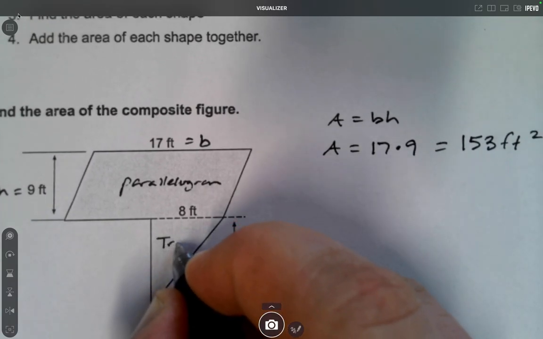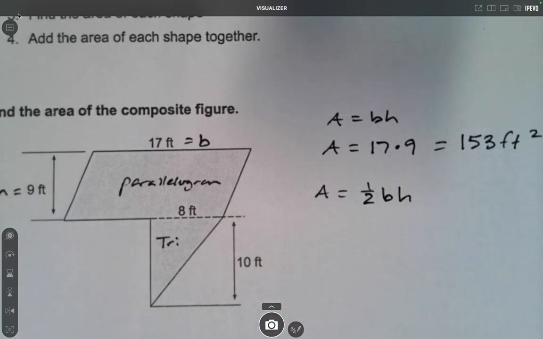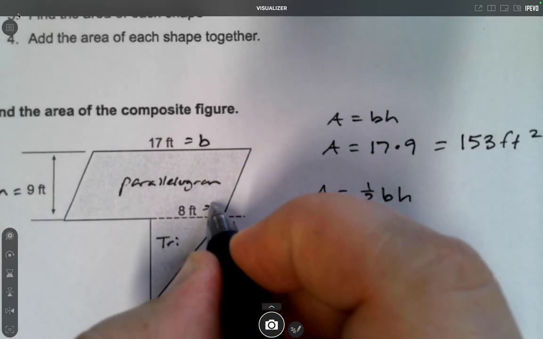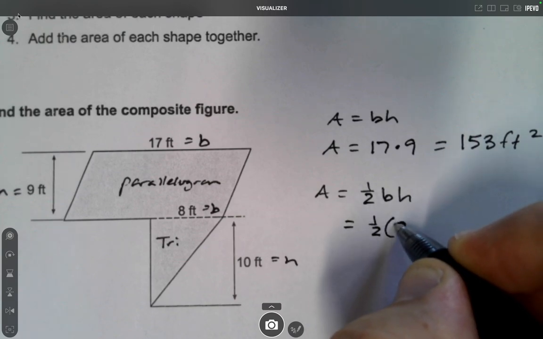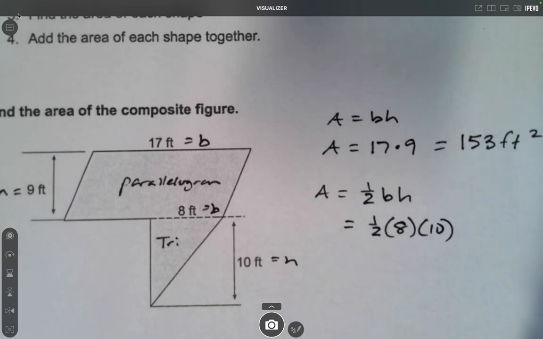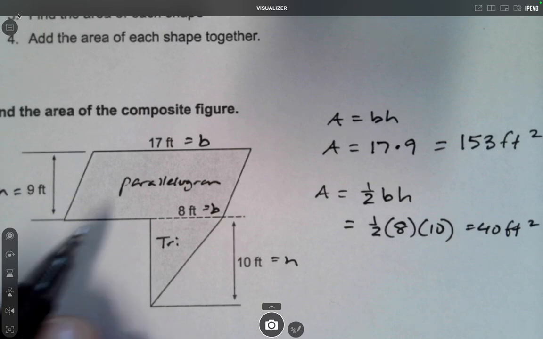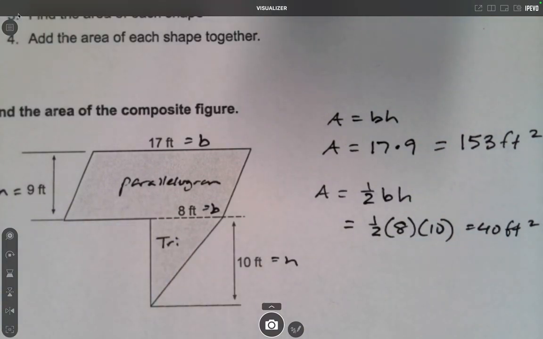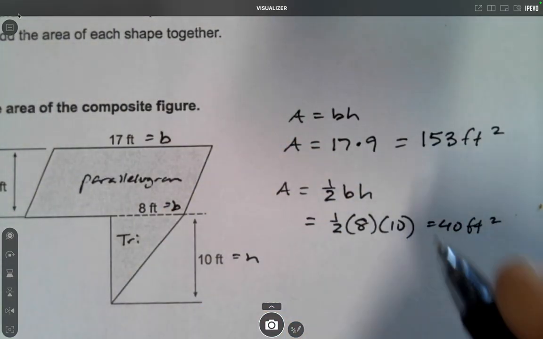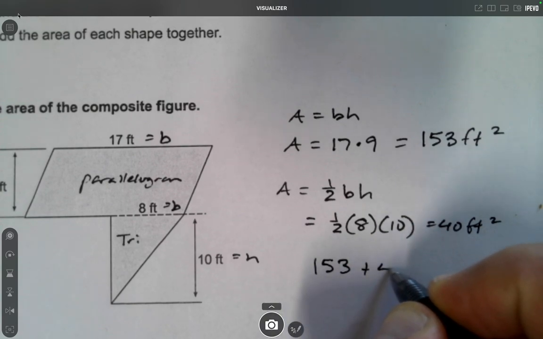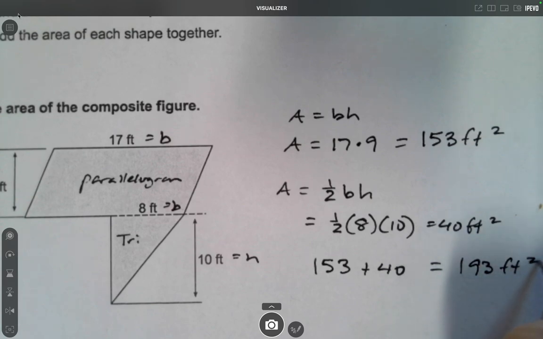Now this is a triangle. Formula for a triangle is half times the base times the height. The base of this triangle is the 8 right here, and the height is the 10. So we'll do 1/2 times the base times the height. We multiply those together and we get 40 square feet. So we've found the individual parts just the way we've done it all along in chapter 11. So to find the composite of these two put together, we simply add them together. So 153 plus 40 means this shape as a composite as a whole is 193 square feet.